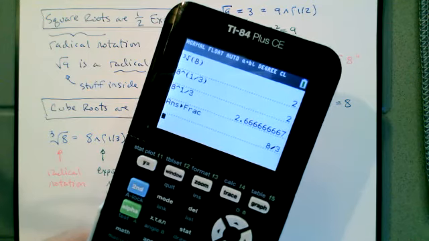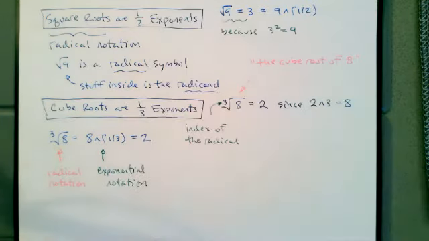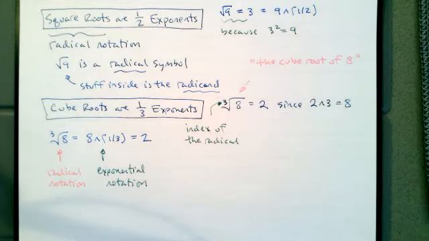So, radical notation, exponential notation, both for the same thing. Cube roots are 1/3 exponents. One of the things that we want to do is to make sure this fits with what we already understand about exponents. Does this fit with some of the things that we know about exponents?